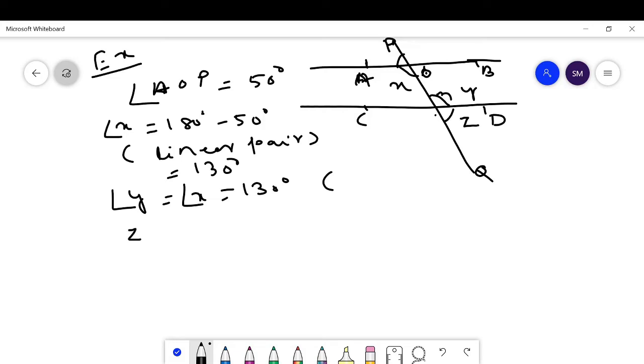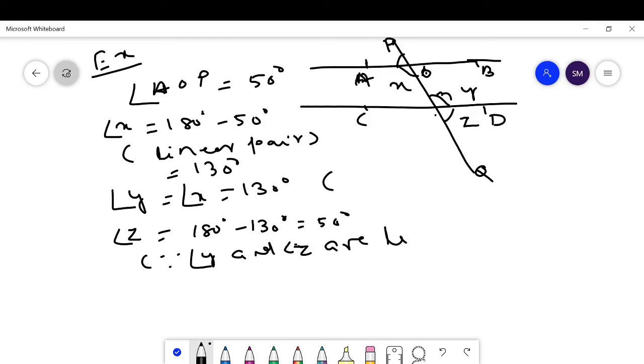Then angle Z is equal to 180 degrees minus 130 degrees, which is equal to 50 degrees, since Y and Z are a linear pair. As we know, in a linear pair the sum of the angles is 180 degrees. As Y equals 130 degrees, Z equals 180 minus 130, which is 50 degrees. Y equals X equals 130 degrees, because they are alternate angles. Always write the condition why: Y equals X because Y and X are alternate angles.